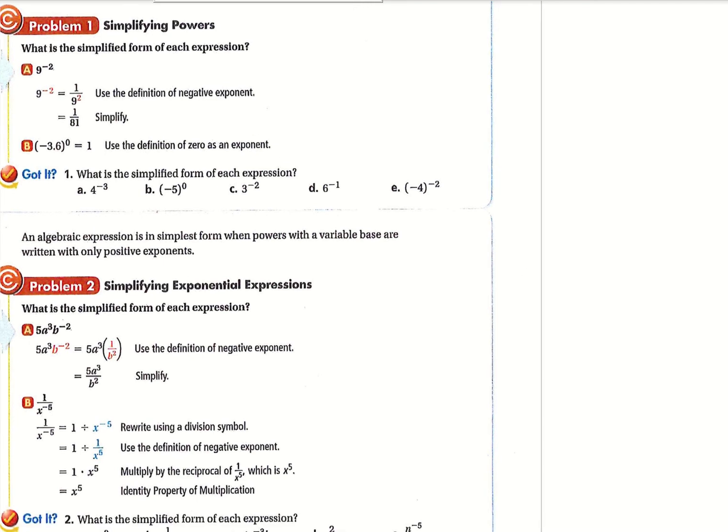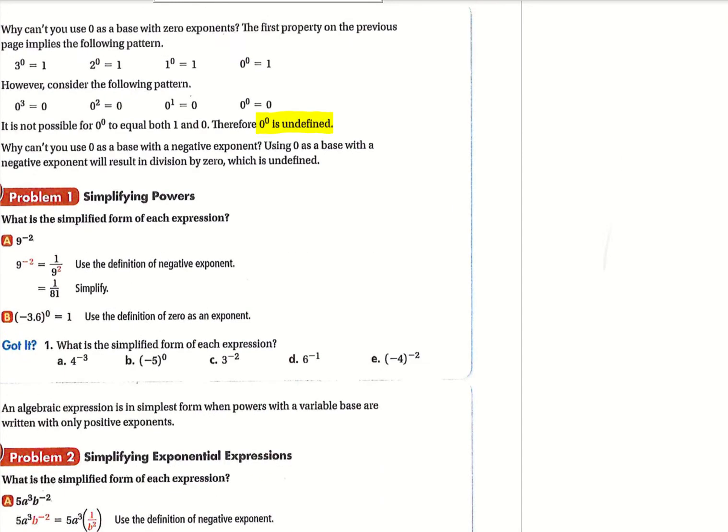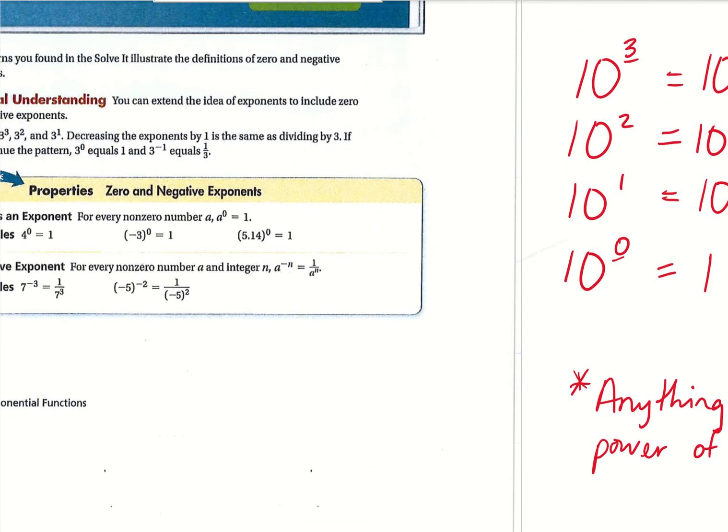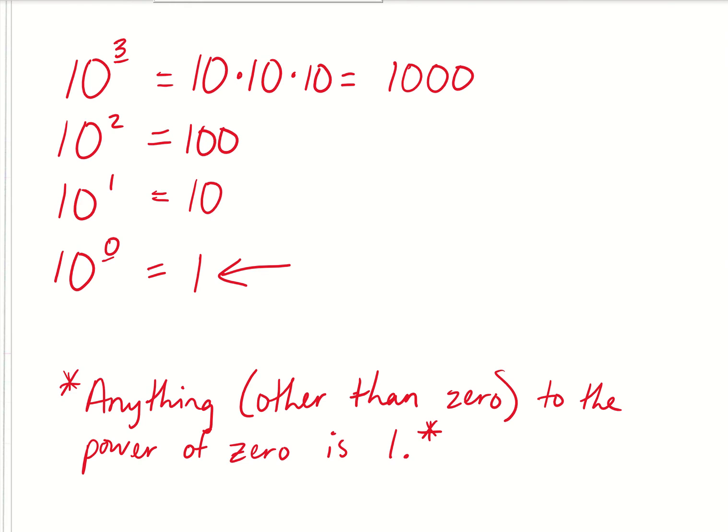Now we're going to move on to problem 1. We're looking at simplifying powers, and now we're looking at negative exponents. Negative exponents are kind of interesting. If we go back up to the tens we looked at earlier, we had 10 to the 0, so we went 3, 2, 1, 0. The next number in our pattern would be 10 to the negative 1, then 10 to the negative 2, and we'll stop at 10 to the negative 3.